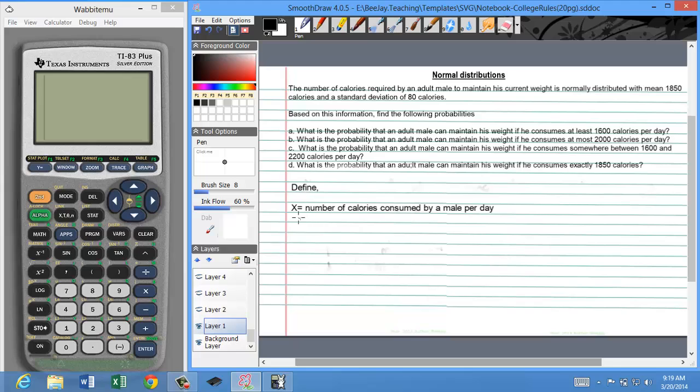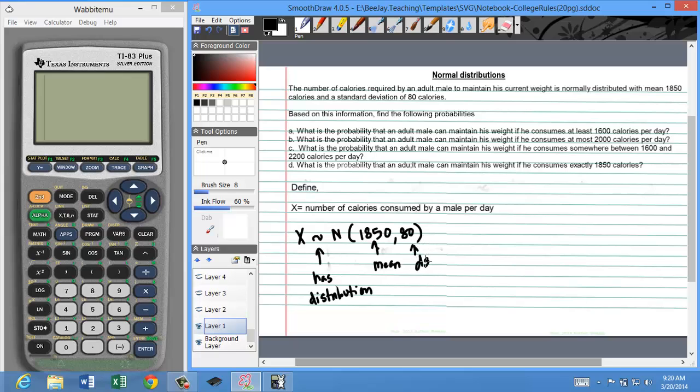So first we define that X is nothing but the number of calories consumed by a male per day, and next we want to define what X is. Well, X has a distribution that is normal with mean 1850 and standard deviation 80. Now this is a very formal notation, so that means has distribution. That's actually an informal way of mentioning it. It's distributed by, N stands for normal, and that is nothing but the mean, and 80 is the standard deviation.